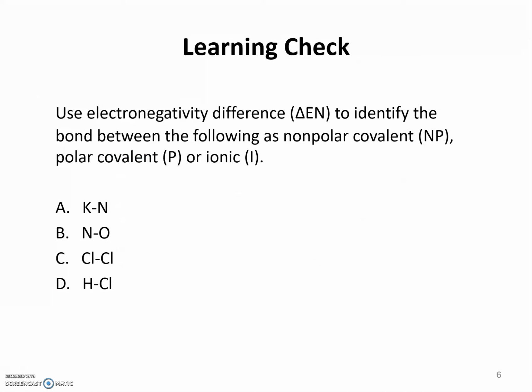So I'm going to give you some time. Pause the video, take a look at these 4 examples of bonds, and use electronegativity difference to classify them as nonpolar covalent, polar covalent, or ionic. So pause the video, grab yourselves a data booklet if you haven't already, and find the electronegativities to figure that out. And then welcome back.